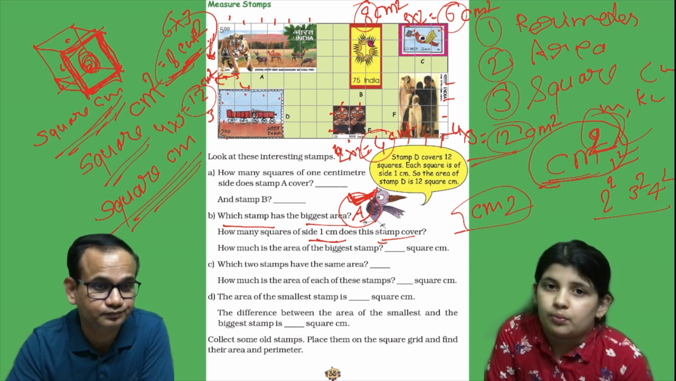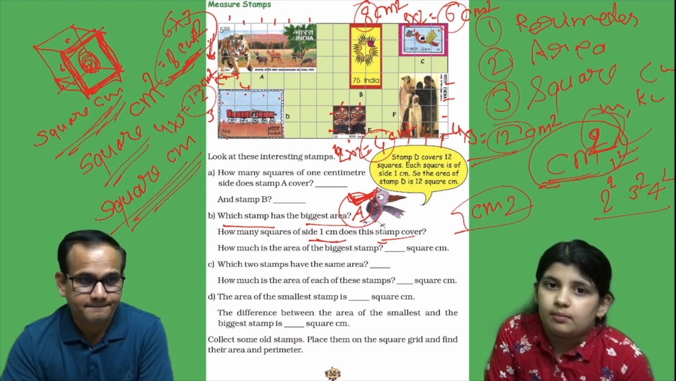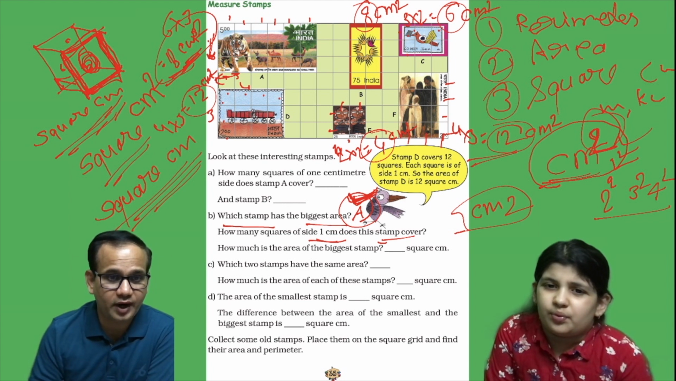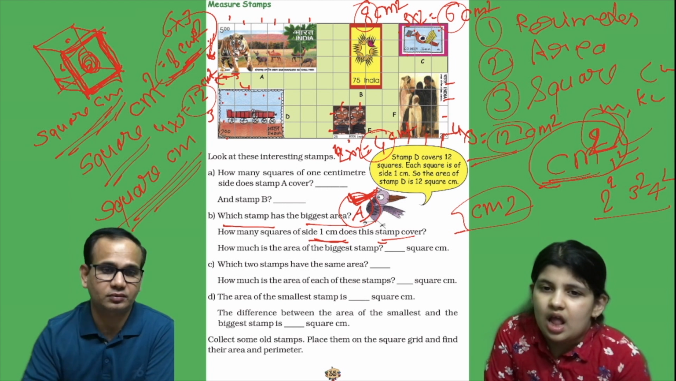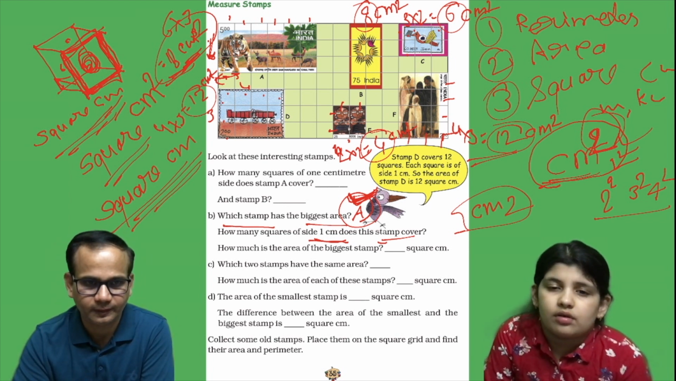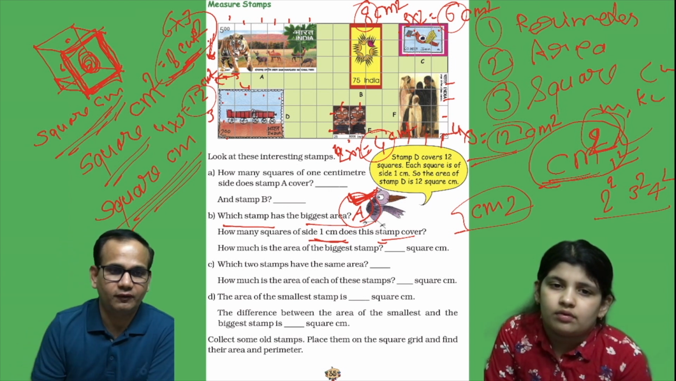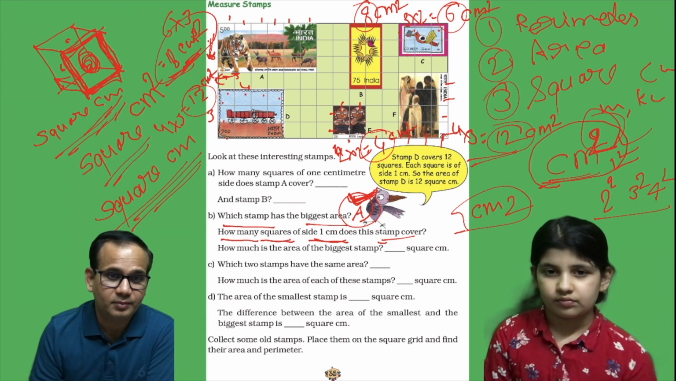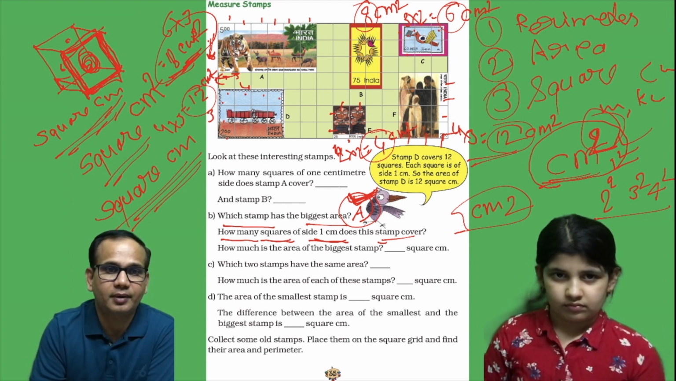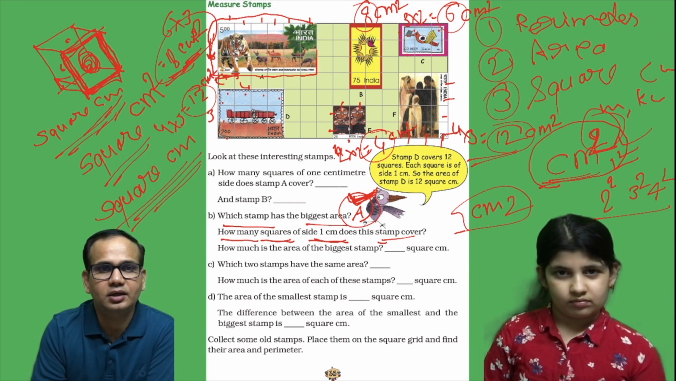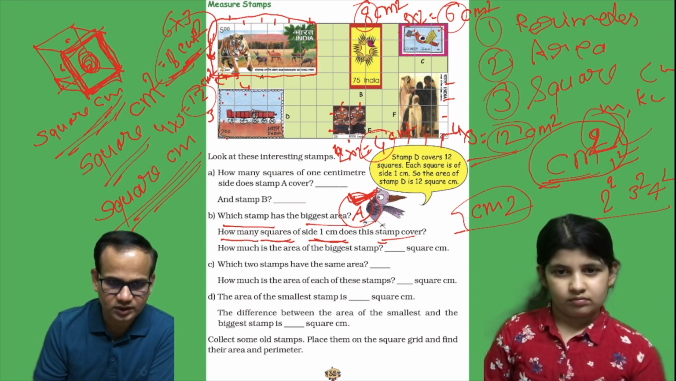Tell me, Usha. What should I do? See, the question is, how many squares of side 1 centimeter does this stamp cover? If you have not understood the question, you can ask me. We will see. How many? Squares means, this is one stamp A. Right? So what is it asking?